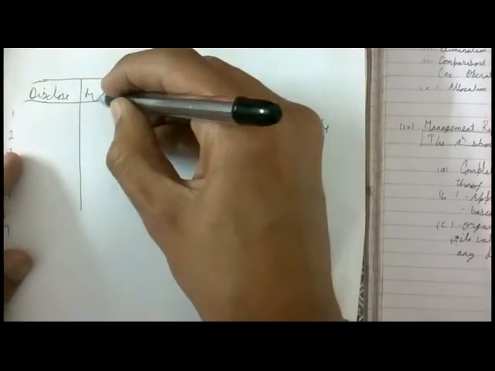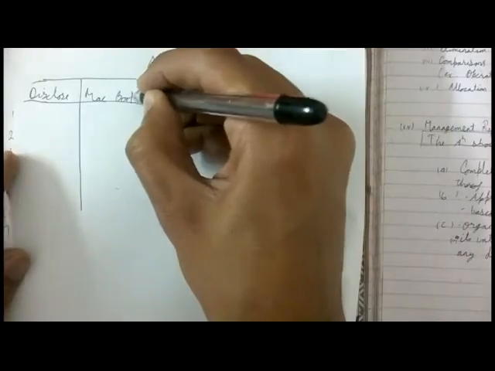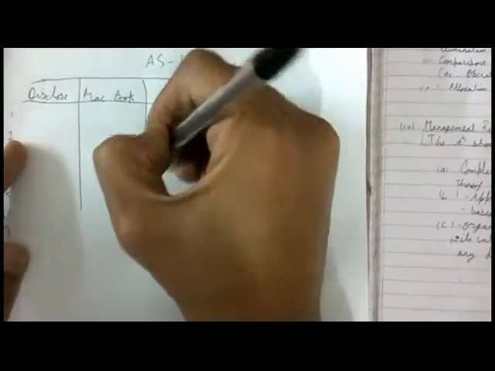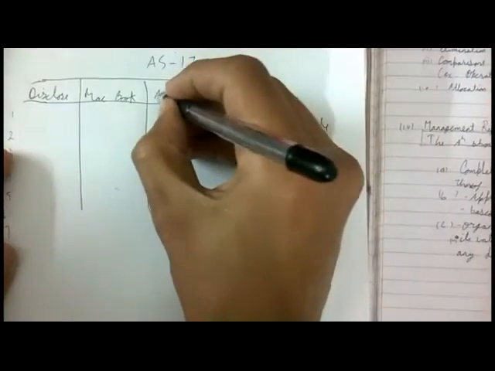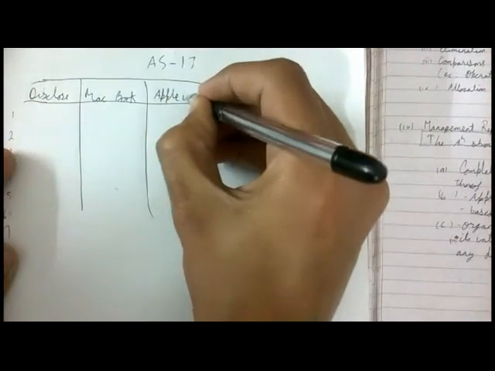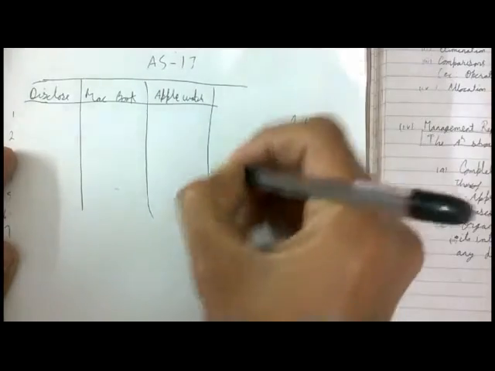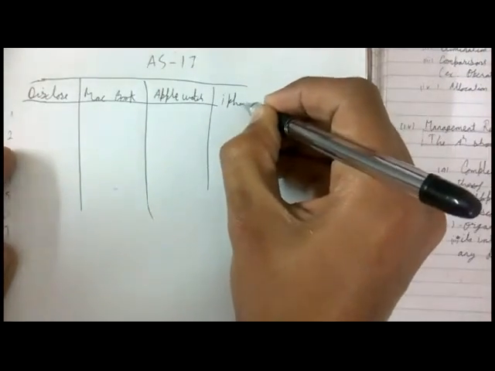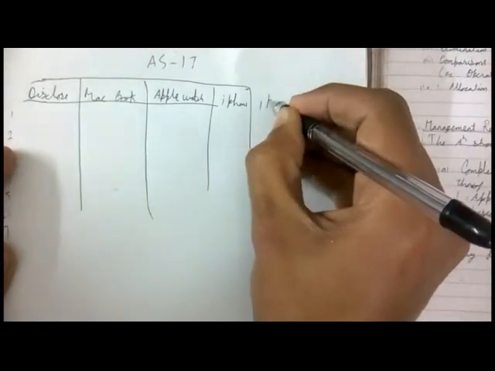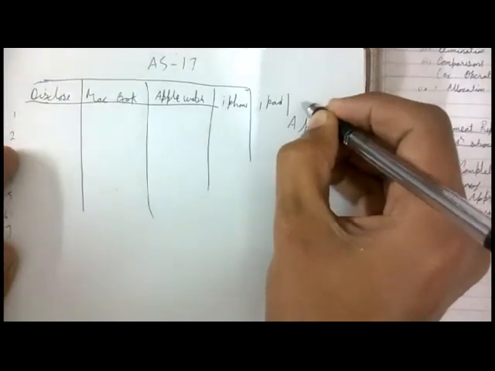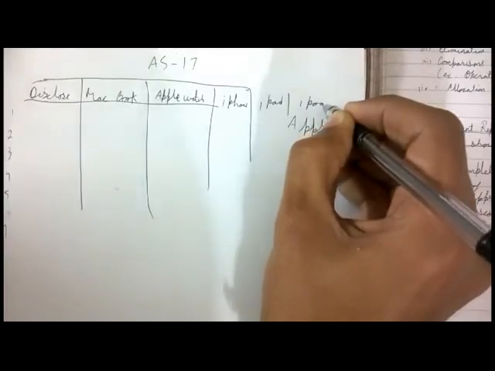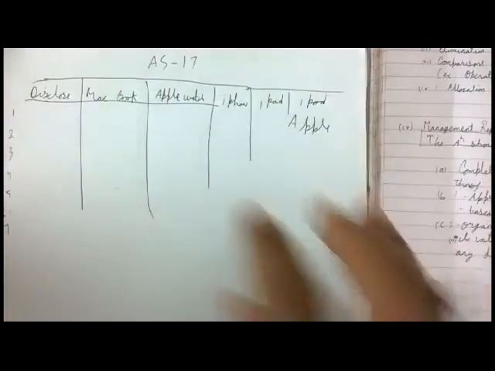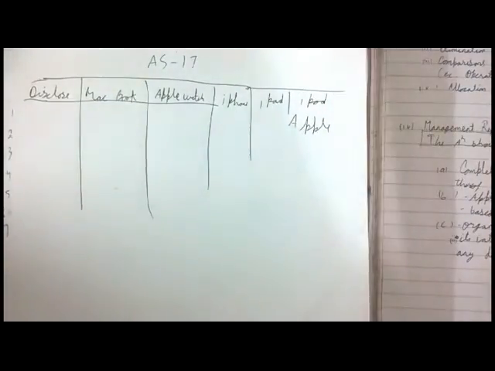Maybe we can have a MacBook as one of its segments. And then we can have an Apple Watch. We can have an iPhone. We can have iPad, maybe iPod, etc. So these are some segments of the entity which are being divided on the basis of products.